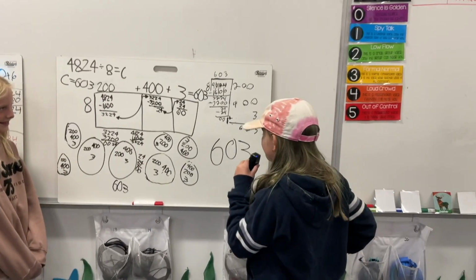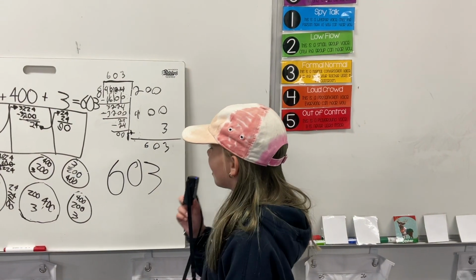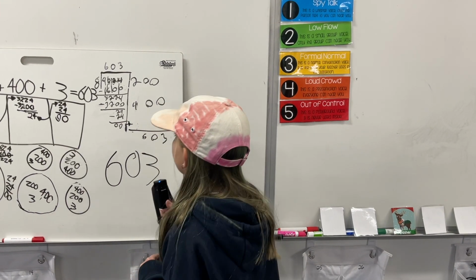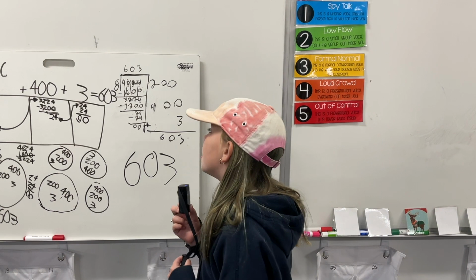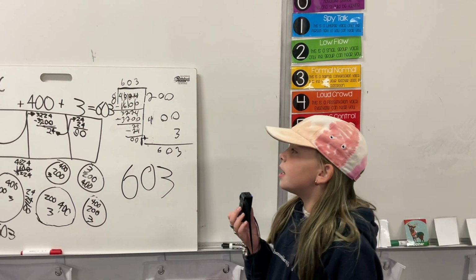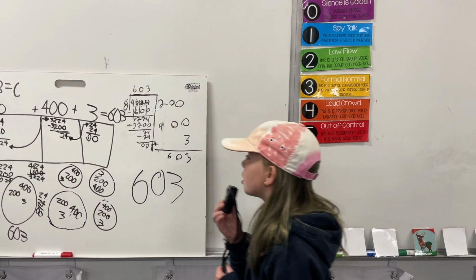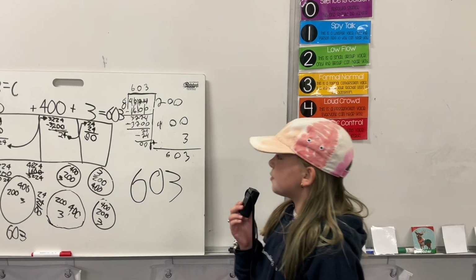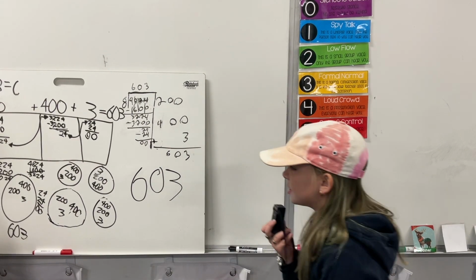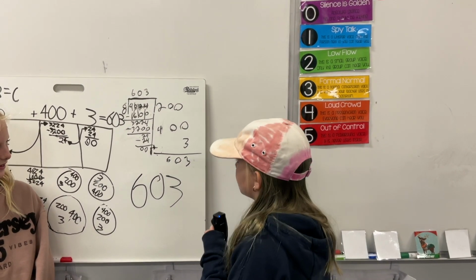We started with 200 and we multiplied 200 by 8, and we got 1,600, and we subtracted that from 4,824, and we got 3,224, and then we did 400, which gave us 3,200, and so we subtracted that and got 24, and then we did 3, which gave us 24, and so we subtracted 24, and that gave us 0, so we knew we had no remainders, and then we did 200 plus 400 plus 3, which gave us 603.